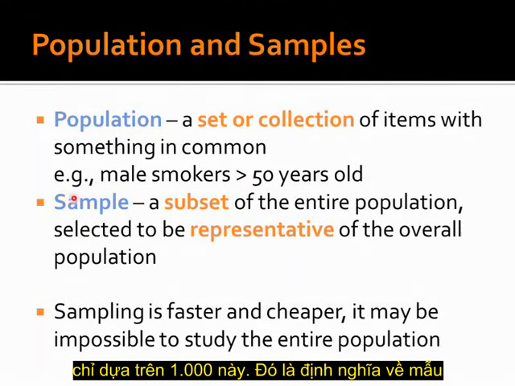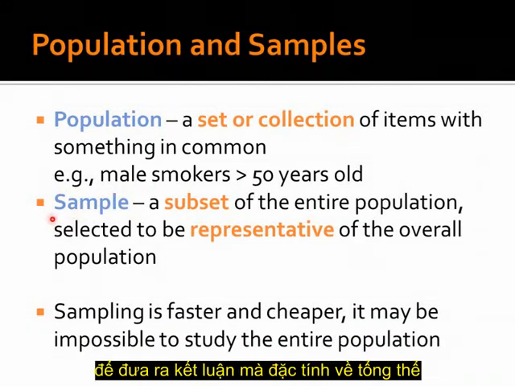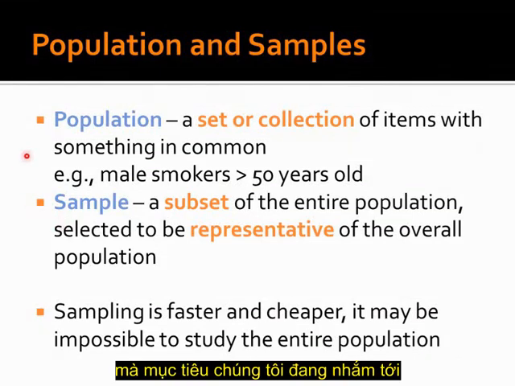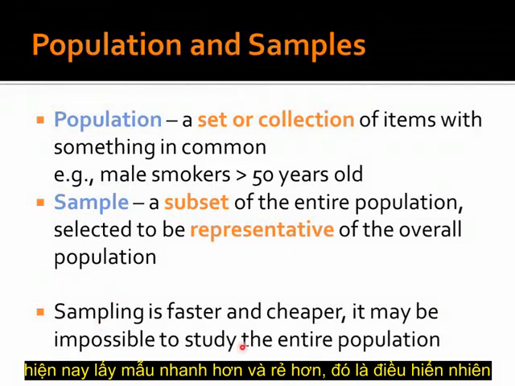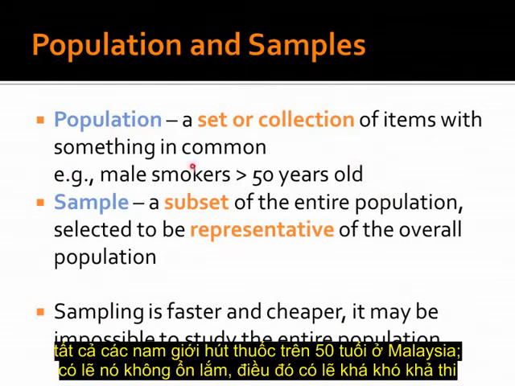So that is what a sample is. In practical sense, we always measure a sample, and we use the sample to make conclusions. The correct term is inferences about the population as a whole which we are targeting. Now, sampling is faster and cheaper, that's obvious. And it may be impossible to study the entire population in the first place. How would I actually go around collecting all the male smokers in Malaysia above 50 years old? It's probably quite infeasible.